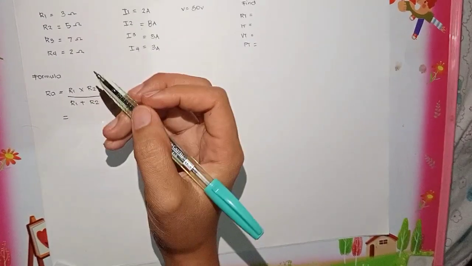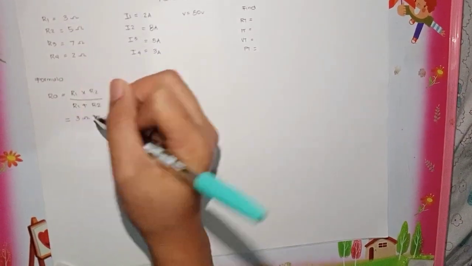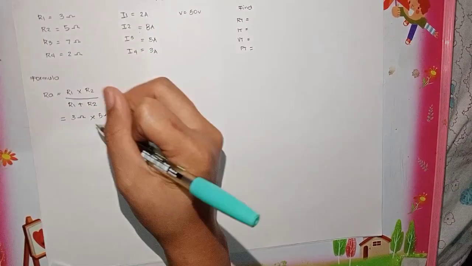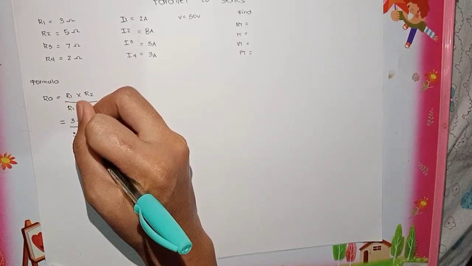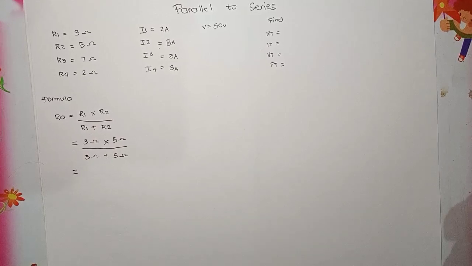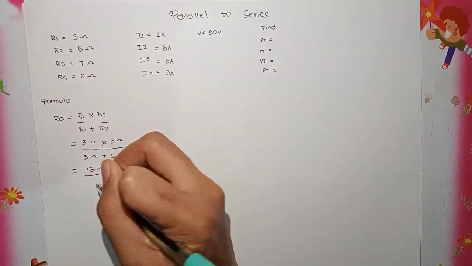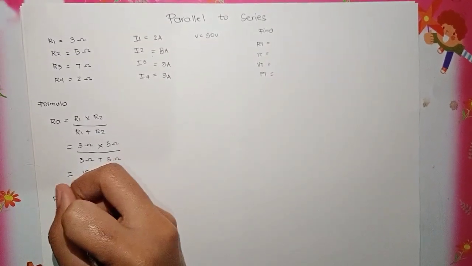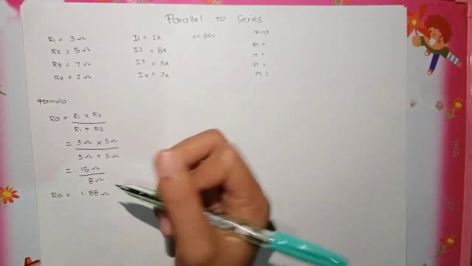So RA is equal to R1 which is 3 ohms times R2 which is 5 ohms over 3 ohms plus 5 ohms. So 3 times 5 is equal to 15 ohms over 3 plus 5 is equal to 8 ohms, with a total of 1.88 ohms. So our RA is equal to 1.88 ohms.